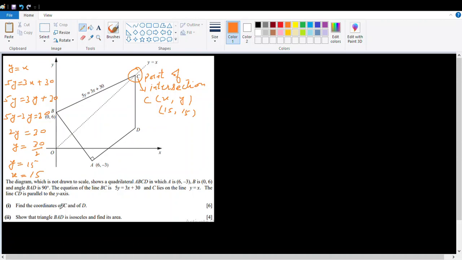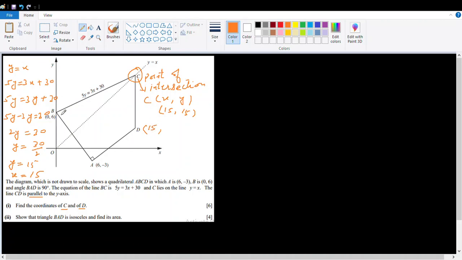Next, we have to find the coordinates of point D. C we have done, and D we are supposed to do. One thing they have told us in the question is that CD is parallel to the y-axis. It means that this line is parallel to the y-axis, so the x coordinates are the same throughout. If the x coordinate here is 15, it will also be 15 here, because the angle will not change.